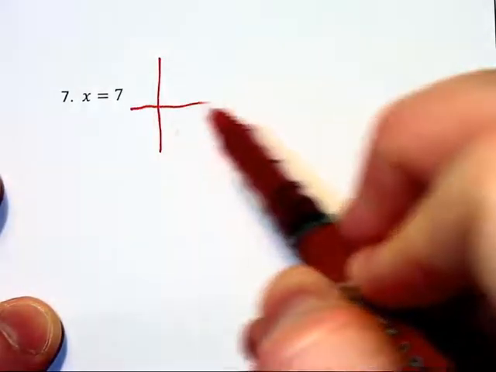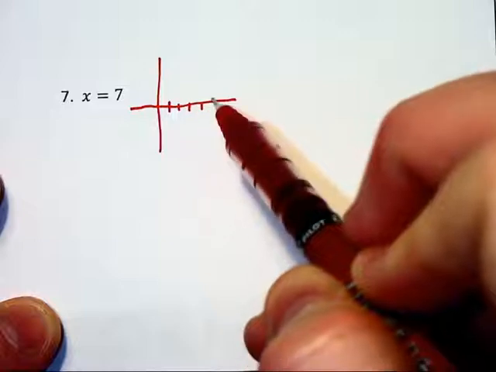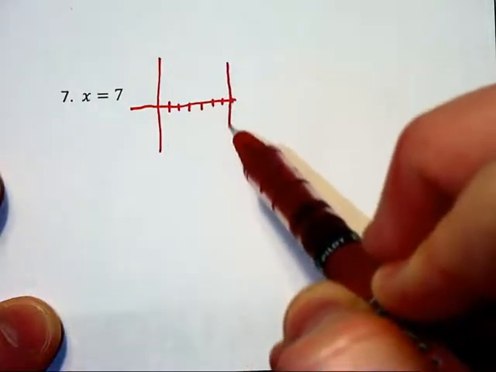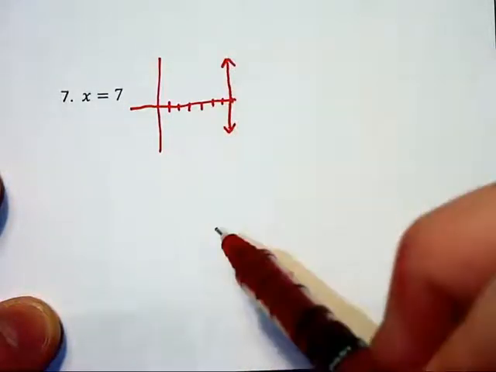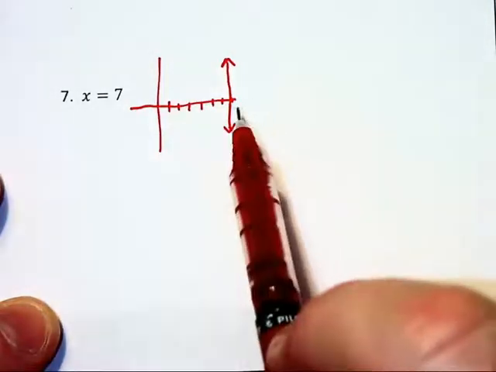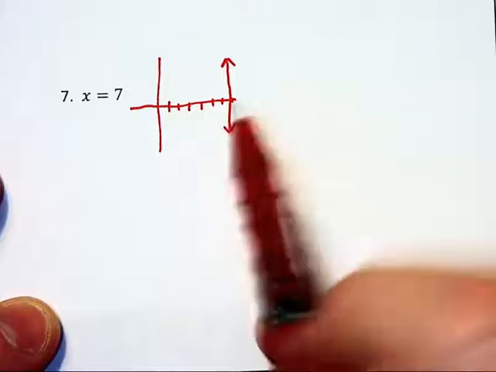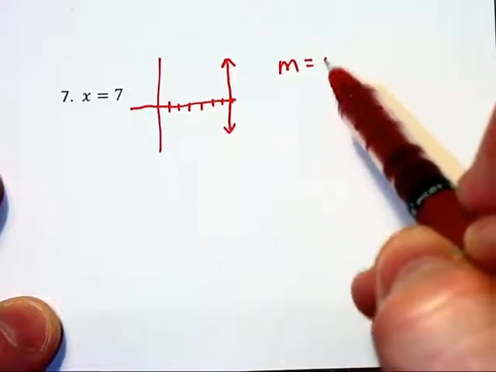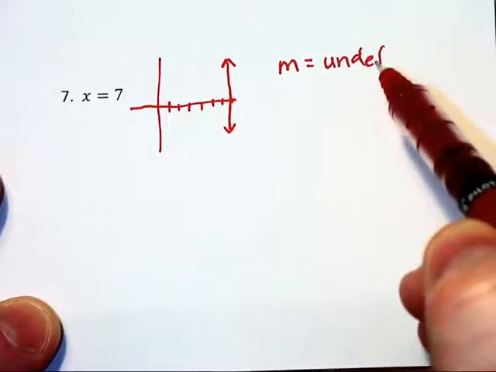In problem number 7, there is no y =, so you know that something strange is going on here. It turns out that this is the equation of a vertical line at x = 7. And as you can tell, there is no y-intercept, and the slope is actually undefined. Anytime you have a vertical line, the slope is undefined.